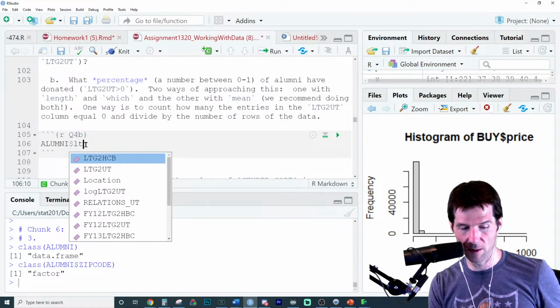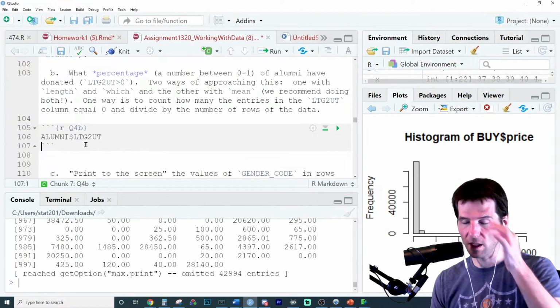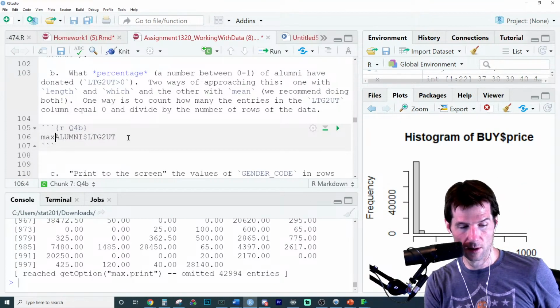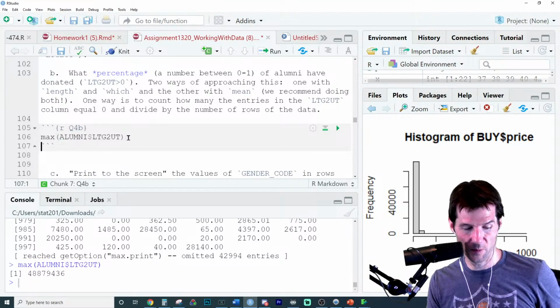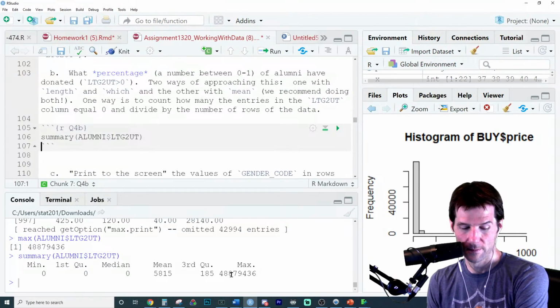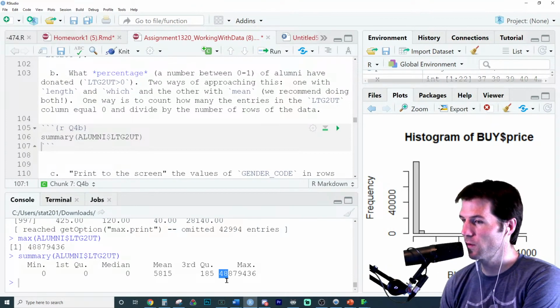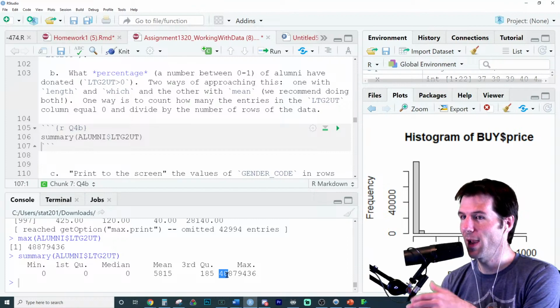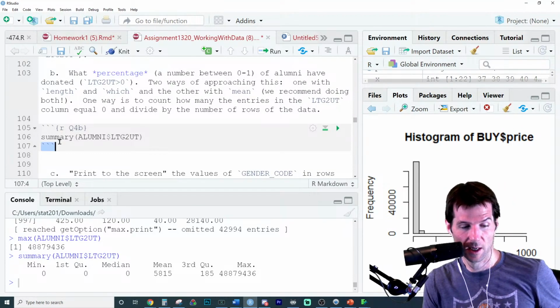And I look at lifetime gift to UT. Here's how much people have donated. And I want you to think about this. What did I just find right here? Which we could also find by doing a summary. I just found the what, which is crazy awesome. What did we just find? And that's where the $48 million. That's the maximum gift.